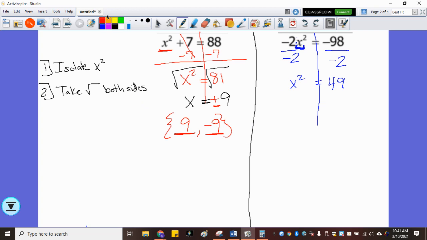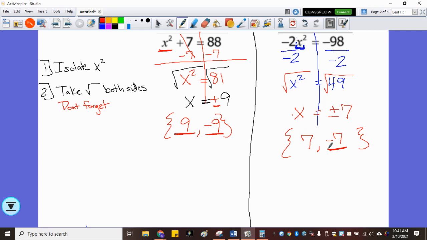Then to get rid of the squared, take the square root of both sides, and square root of 49, you said is 7. Don't forget, it can be negative or positive. So plus or minus 7, or negative 7. Because when you square a negative, that becomes positive.